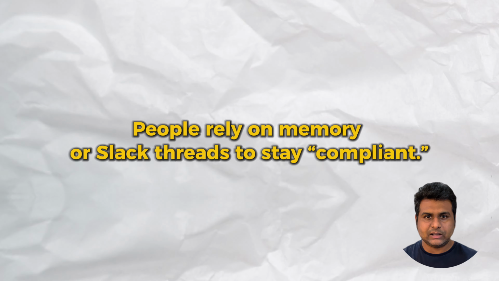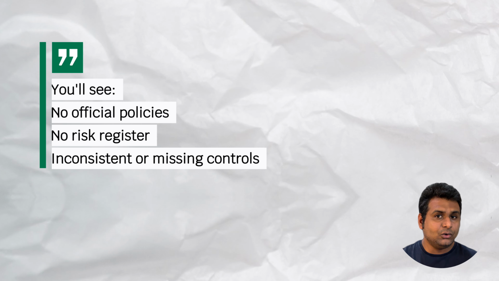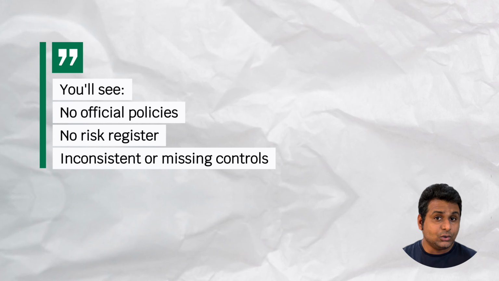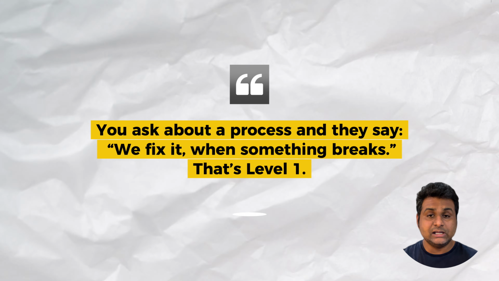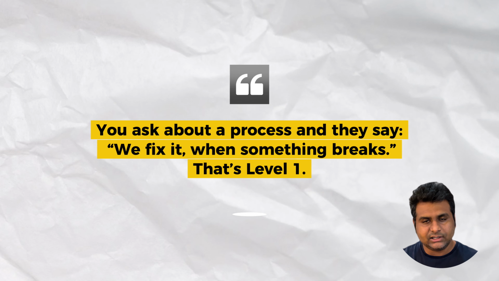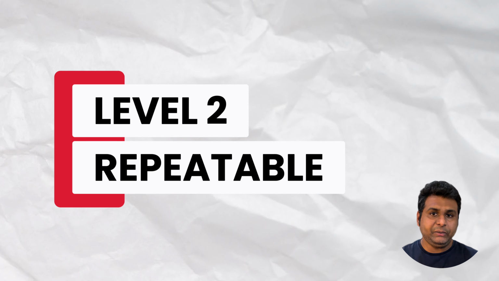Level 1: ad hoc. This is the chaos stage. There are no formal processes. Security is reactive. People rely on memory or Slack threads to stay compliant. You will see no official policies, no risk register, inconsistent or missing controls. You ask about a process and they say, we fix it when something breaks. That's level 1.